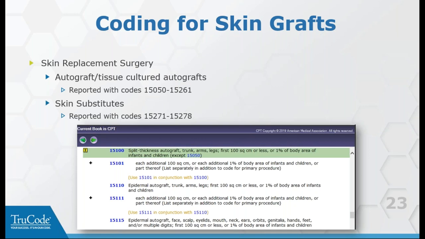And then we have a question: is it appropriate to report codes 15271 through 15278 when a physician affixes allograft or dermograft using steri-strips? And it is appropriate. The CPT guidelines state that the graft can be anchored using the individual's choice of fixation. In that case, it would include the steri-strips, so we could report that as the skin replacement surgery.